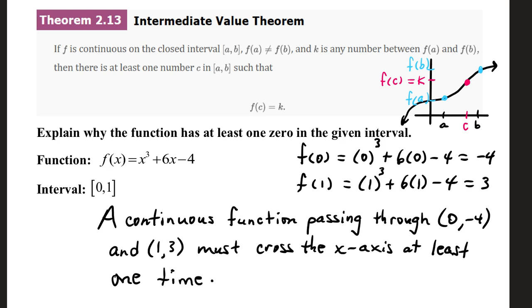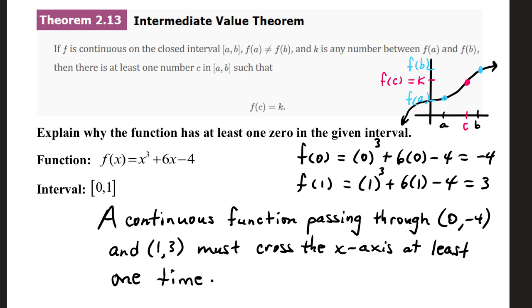What the intermediate value theorem guarantees is, as long as your function is continuous, you can pick a value k that is between f of a and f of b. If you trace it to your graph and go down to the x-axis, that's the value of c that you plug into your function to get an answer of k. Let's look at the example.